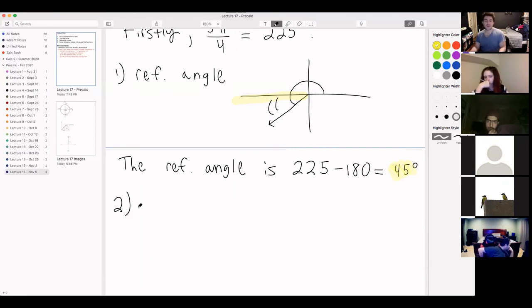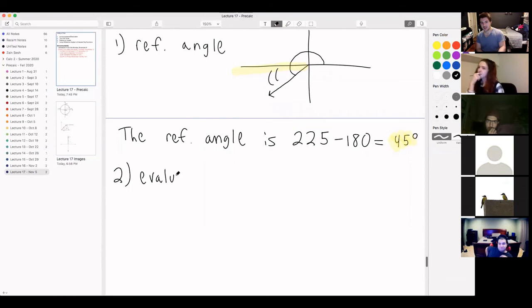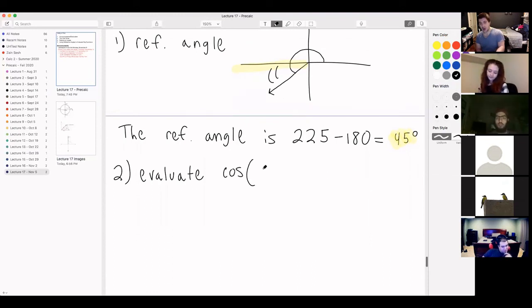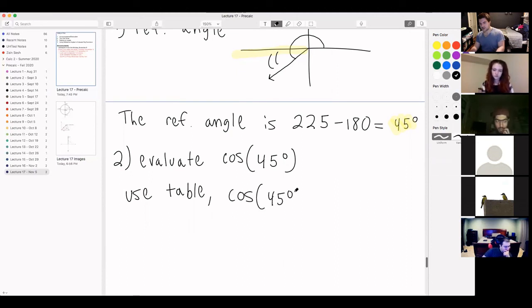Step 2, we evaluate the trig function at the reference angle. So you evaluate now, what are we doing, cosine? Yes, you evaluate cosine now of the reference angle. Very good. Again, use the table. Cosine of 45 degrees. All right, so you can scroll up, or you can look up in your notes. Cosine of 45 degrees is square root of 2 over 2.